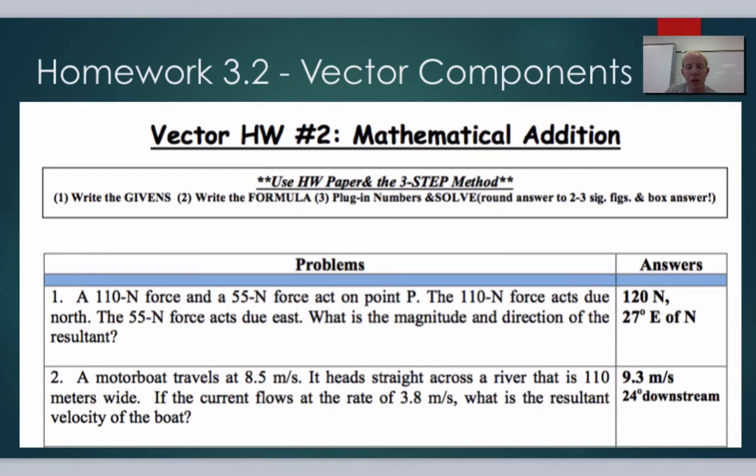So there you go. That's your homework. Just a lot of different types of problems this way. Again, you're either given a vector with its magnitude and direction, or you're given its components, and you just have to be able to switch back and forth between them. This will become very helpful when we move into forces.